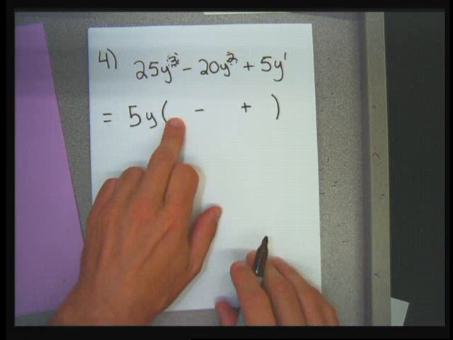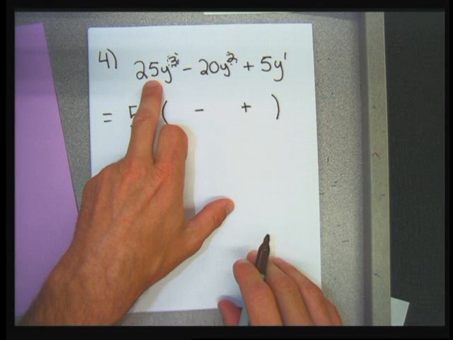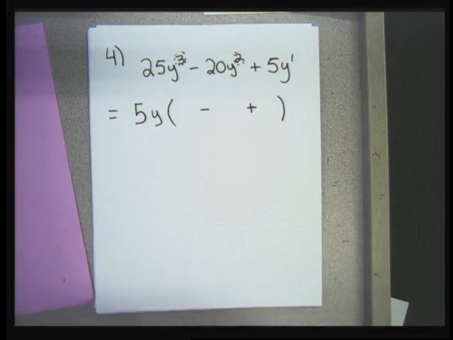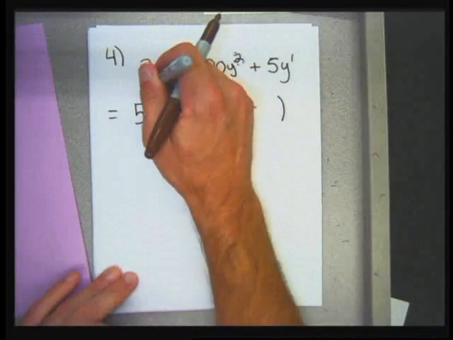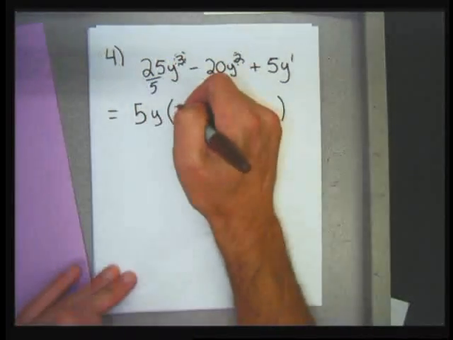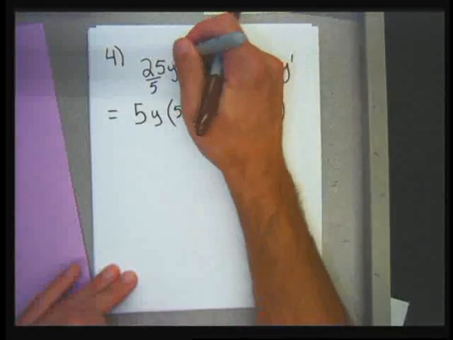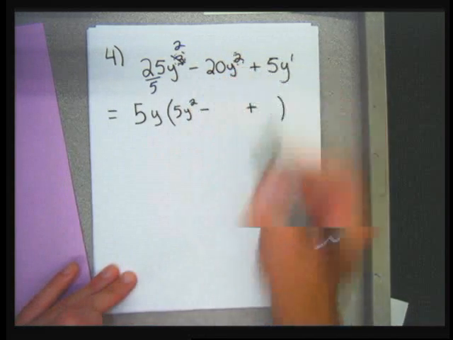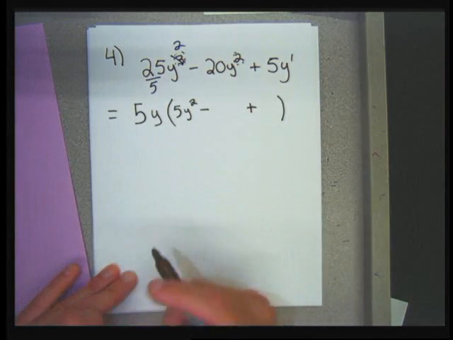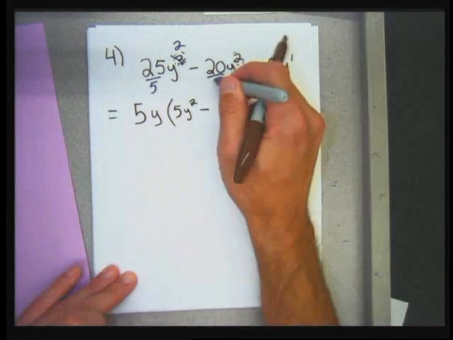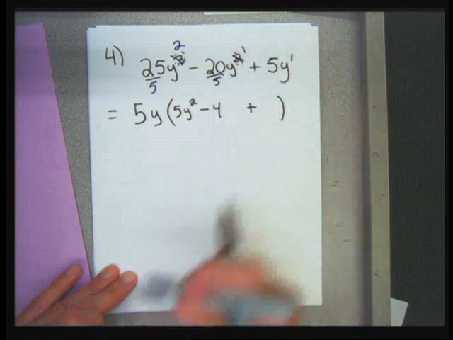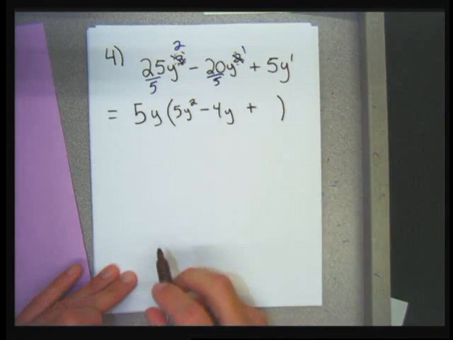And then first, I have to turn the 25y cubed into something different. And it's going to be 5y squared. To get that 5y squared, for the 25, I divide it by 5. 25 divided by 5 is 5. There were 3 y's, but I took one of them out, so I'm left with 2 y's. I'm going to write that as a y squared. And then in the middle, I'm going to get 4y, because 20 divided by 5 is 4. I had 2 y's. I took one away, so I'm left with 1y. And that gives me 5y to the first.